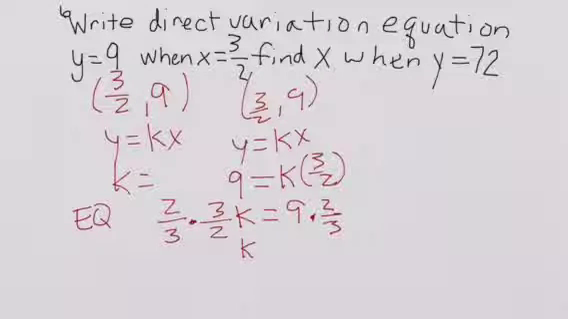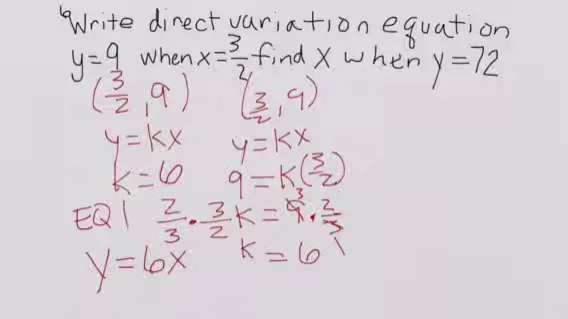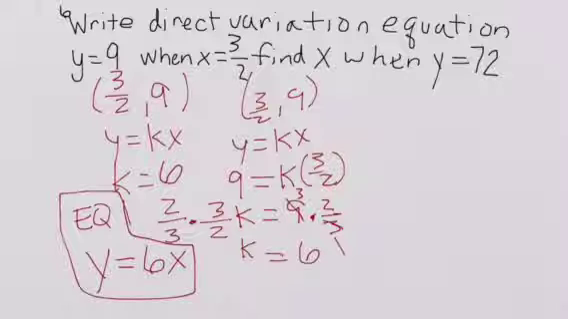And we're going to get k is equal to, 3 goes into 3 once, 3 goes into 9 3 times, so it's going to be 6. So we come back over here and make our k 6, which means our equation is going to be y is equal to 6x. That is our direct variation equation.